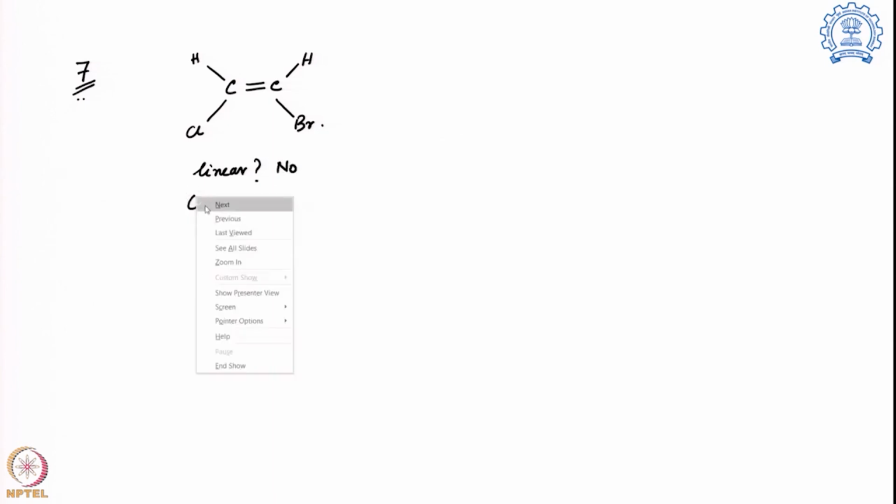Now I go to the next one, where I am drawing an alkene type molecule, with hydrogen, hydrogen in the cis position, and the rest of them a chloride and a bromide. So what is the point group of this particular molecule? This ethylene derivative has the same question: are you linear? The answer is obviously no. Do you belong to any cubic group?